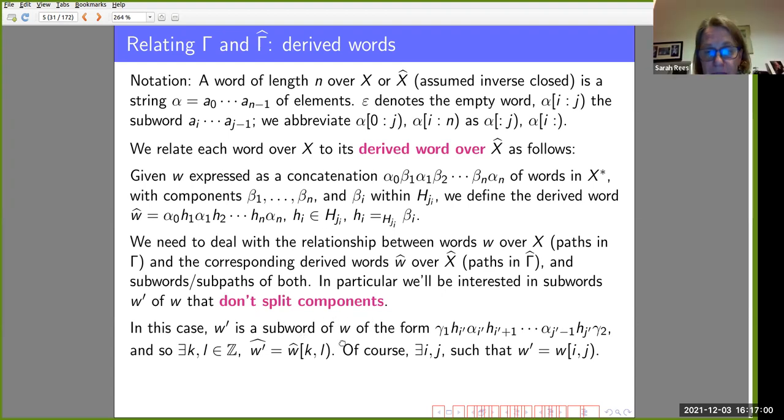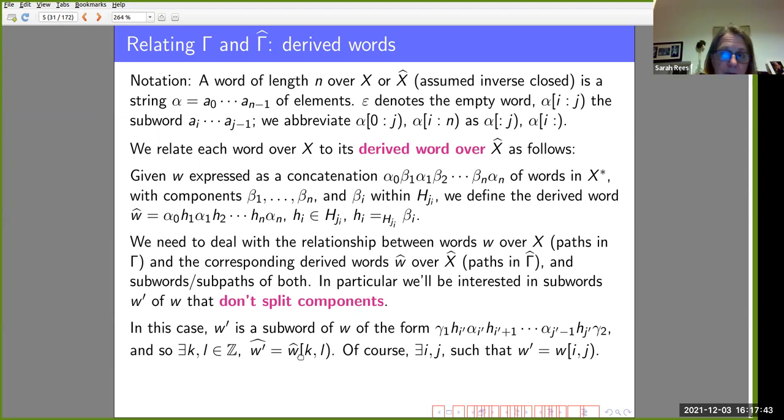And the point of saying all this is that in that case, just as there is a pair of integers i and j that specify W prime as a subword of W, there's also a pair of integers k and l which specify W prime hat as a subword of W hat. Do you see what I mean? There's a second pair of integers that specifies the derived word corresponding to the subword as a subword of the derived word corresponding to the original word, right? So there's W prime and W, but there's also W prime hat and W hat. There's a pair of integers that specifies W prime as a subword of W.